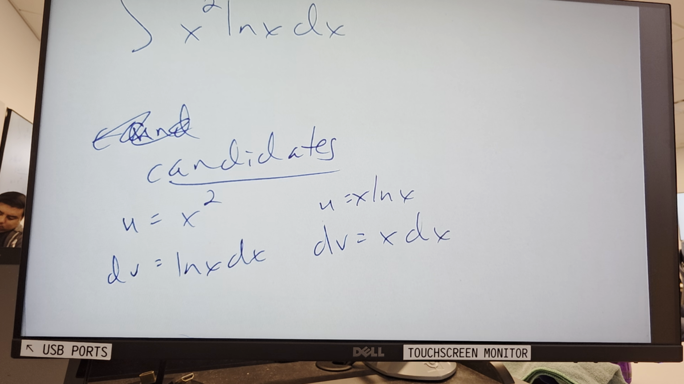Do you start to see why we call it by parts? You take a part, and then the other part, and as long as the choices you made go back together to make the original integral, that's a valid candidate. Is it a valid way forward? I don't know yet. What's another way I could break this up?